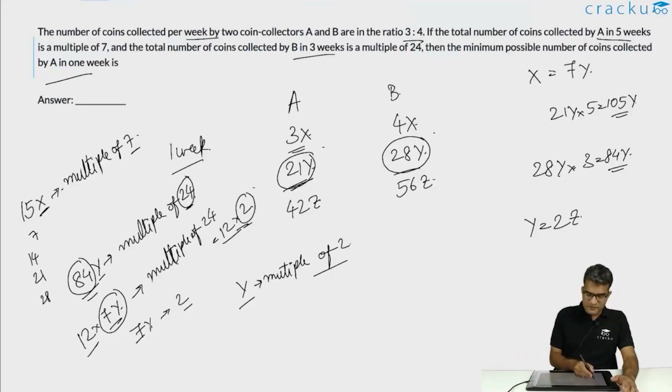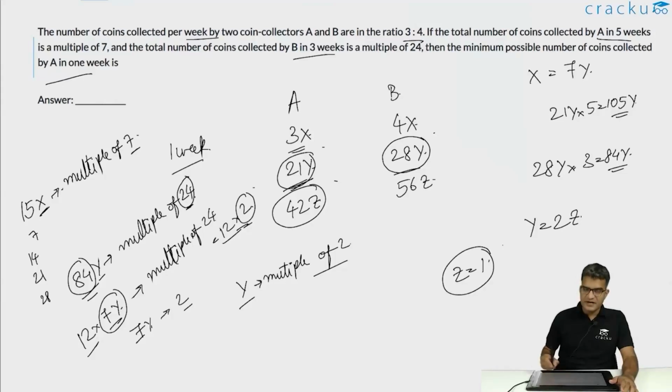So what is the minimum number of coins collected by A in 1 week? That will happen when z is equal to 1. And the minimum number of coins collected by A in 1 week will be 42.